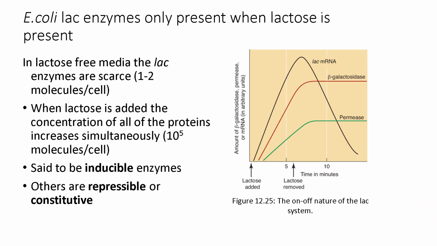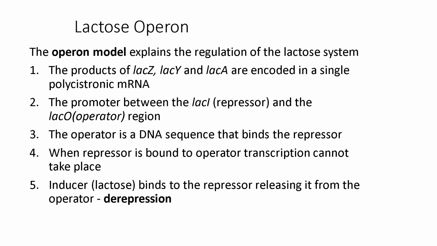In the absence of lactose, the lac enzymes are present at extremely low levels, just 1 or 2 molecules per cell. When lactose is added, expression of all 3 genes increases dramatically to over 100,000 molecules per cell. These are known as inducible enzymes because they are turned on by the presence of an inducer, lactose. The lac operon explains how this gene regulation works.